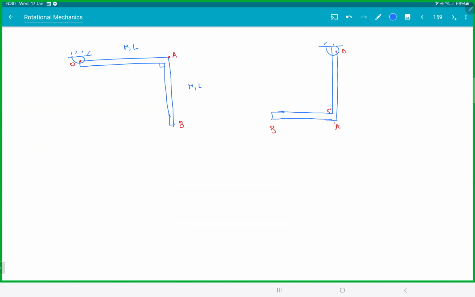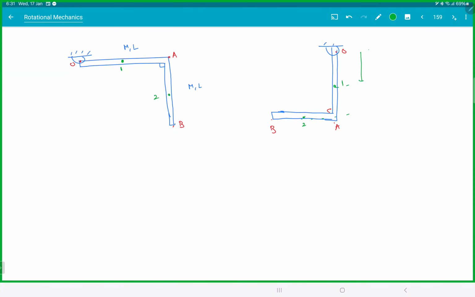So this is your initial state, final state. To find omega, you can do this thing actually. This center of mass will be here, this center of mass will be here. So one will come here, meaning one has traveled from here to here, and two has traveled from here to here.